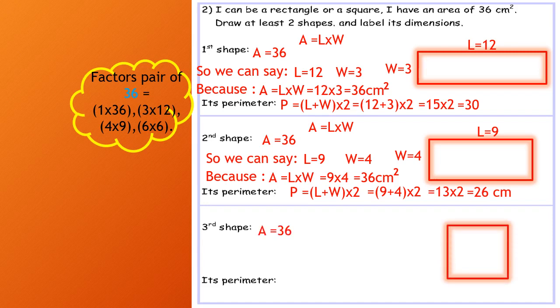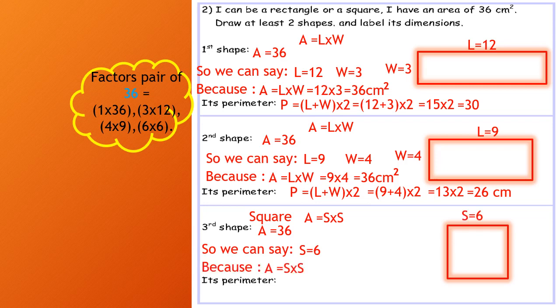We could make a square with area 36 centimeters square. The area of the square is side by side, so we could make the side equal 6. Why? Because side by side, 6 by 6, equals 36 centimeters square. So the perimeter of the square is side by 4, 6 by 4 equals 24 centimeters. We have three different shapes with the same area, 36 centimeters square.